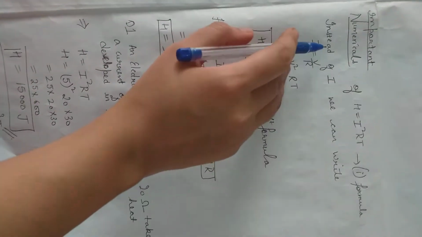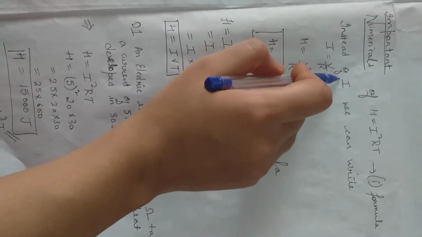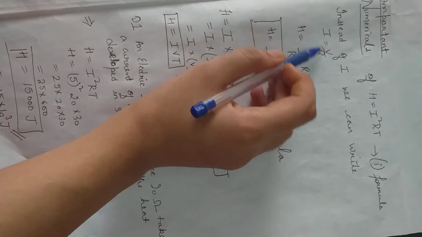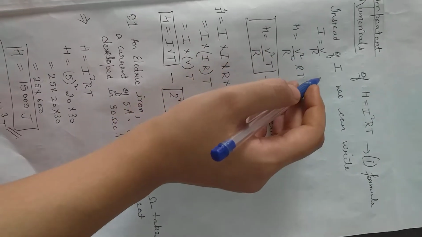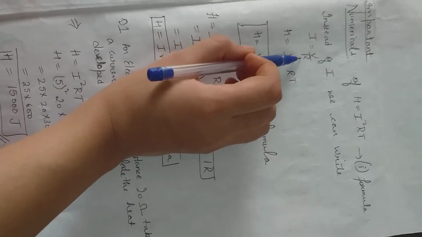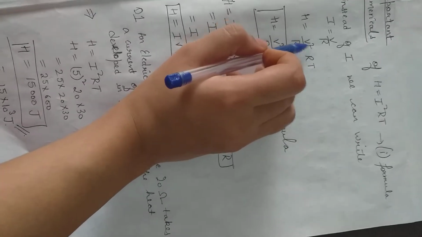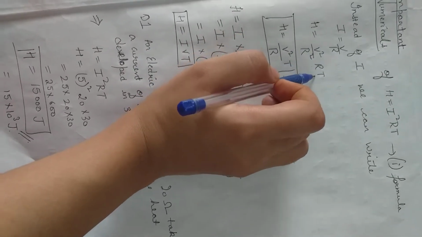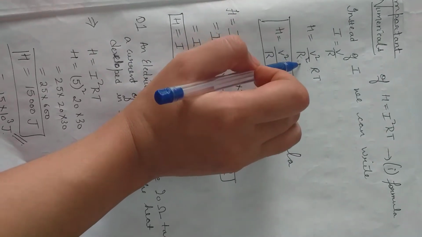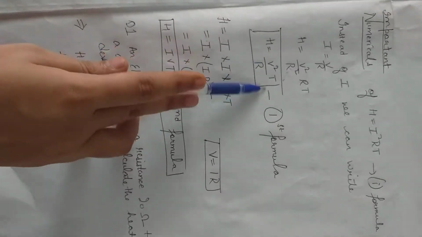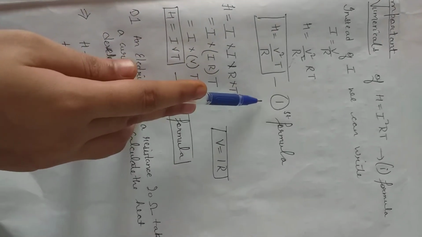According to our previous topics, instead of I, we can write I is equal to V upon R according to Ohm's law. So put the value of V upon R in the first equation. H is equal to V square by R square RT. So one R will be cancelled out. The result will be H is equal to V square T upon R, which is the first derived formula.